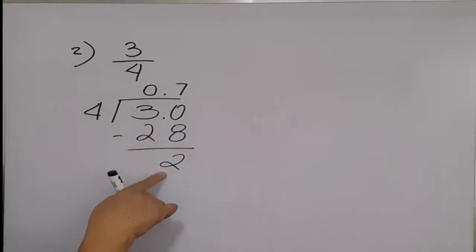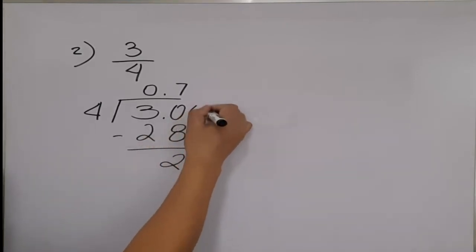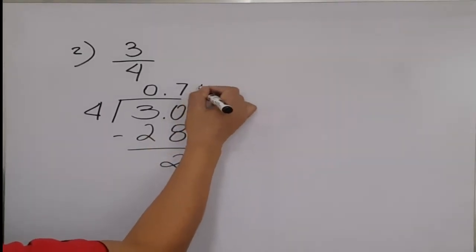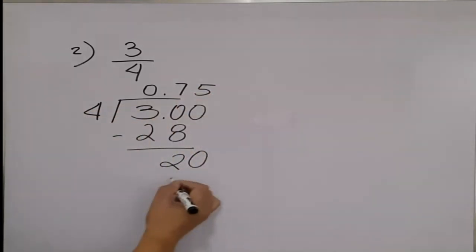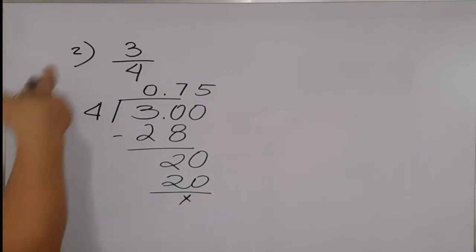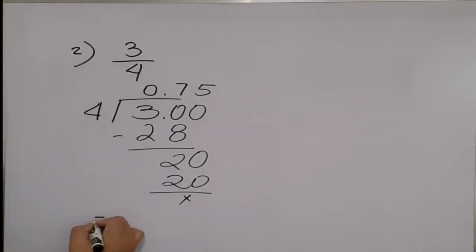So we still have a remainder. We add another 0. And then bring down 0. 20 divided by 4 is 5. Okay? 5 times 4 is 20. 20 minus 20 is 0. Therefore, 3/4 converted into a decimal is equal to 0.75. That is your answer.